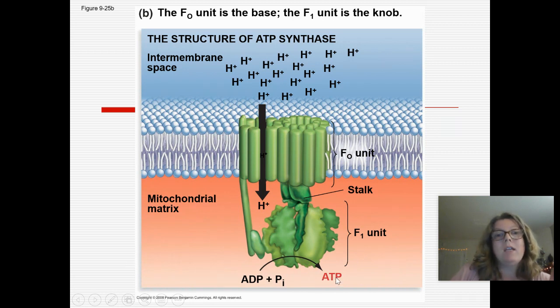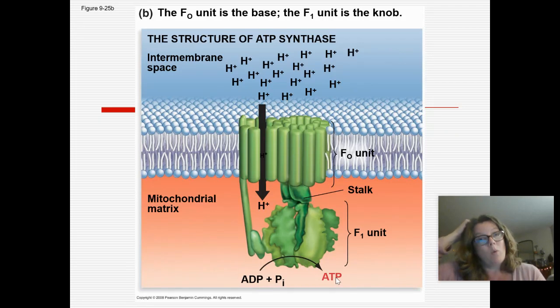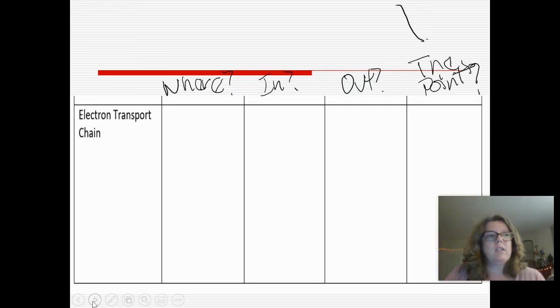Because there's a lot of hydrogen moving through, there's a lot of cranking going on and a lot of energy. That means those ADPs and phosphates can line up and slam together, slam together, slam together. And that's what we call oxidative phosphorylation. What's the oxidative part? We'll get to that. Hold on one sec. Let's fill out what we know on the chart. I think this is a good place to pause.